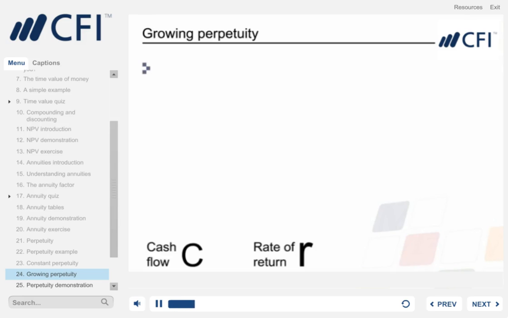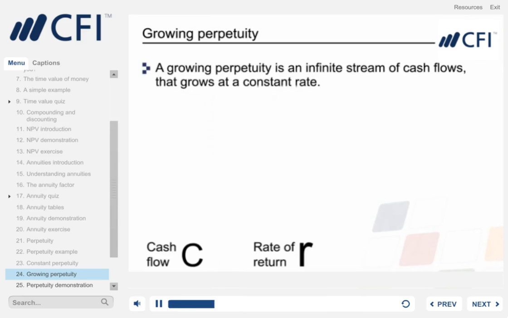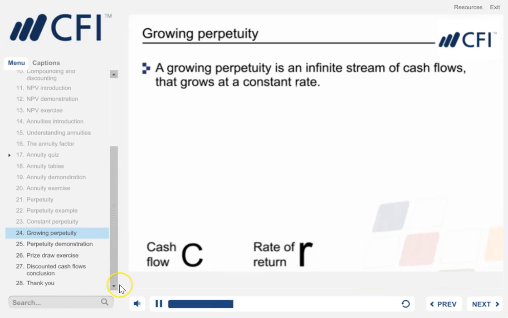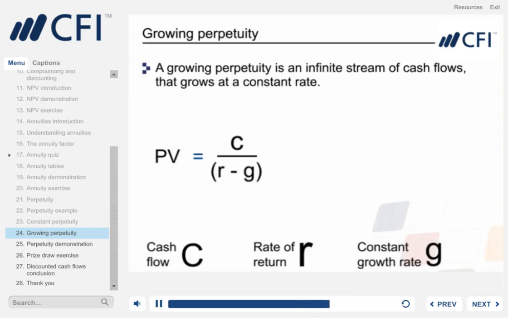A growing perpetuity is again a stream of cash flows that start 1 year from today and go on forever. However, the amount that we receive grows by a constant growth rate g. We can calculate the present value of a growing perpetuity by using the following formula. The present value is the first payment we received 1 year from today divided by the discount rate minus the constant growth rate.